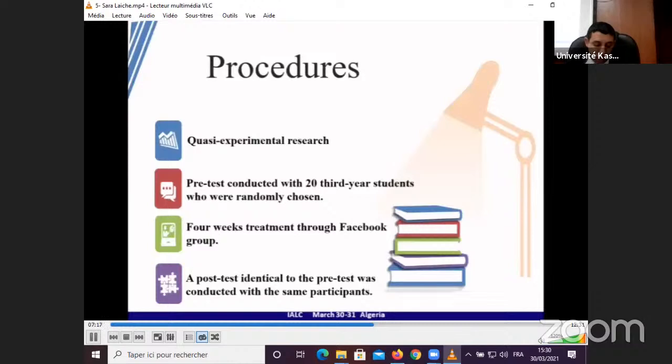It starts with a pre-test conducted with 20 third-year students who were randomly chosen. These students learned for a 12-week treatment through their Facebook group. And finally, they participated in a post-test, which is identical to the pre-test.